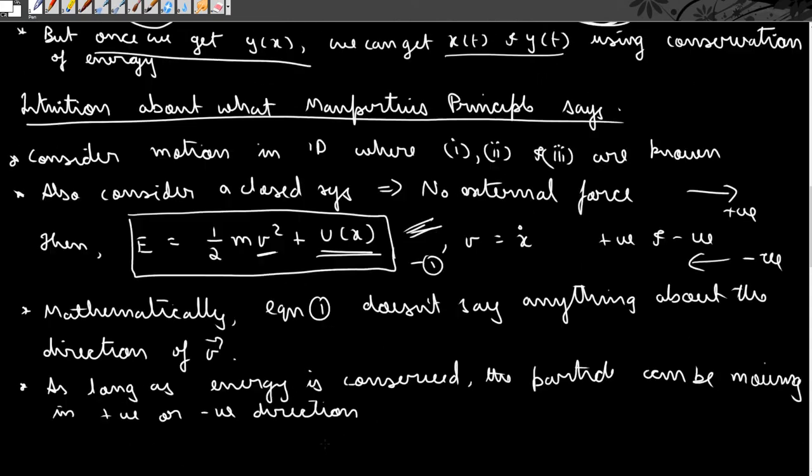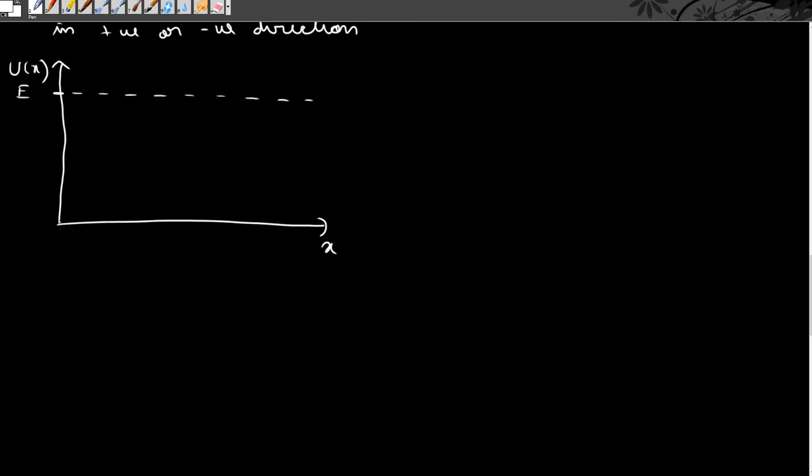So, let us consider an example so that it becomes more clear. Consider the following u versus x diagram: u of x versus x, and let this level denote the total energy. Let me draw it as a dotted line. Let this point be x1 and this point be x2, which we already know. We also assume that we know the form of u of x. So, let u of x be of this form, something like this. This is our u of x, let's say.